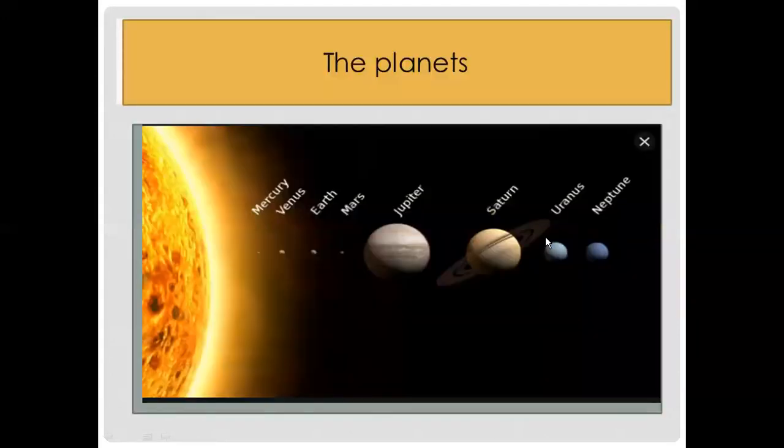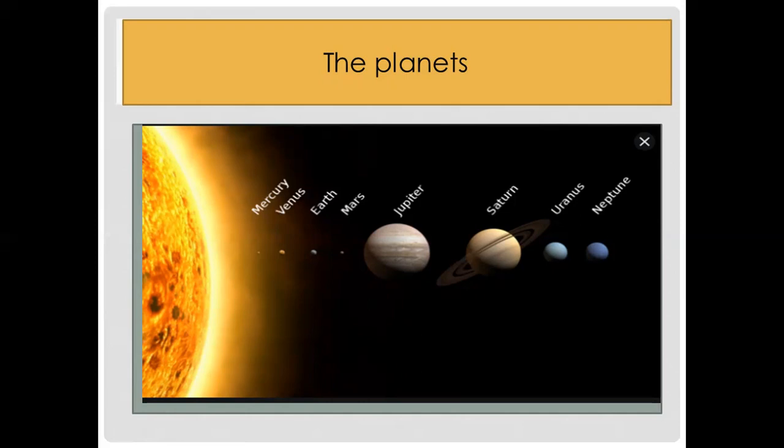Let's move on to another part, the planets. Listen to me: Mercury, Venus, Earth, Mars, Jupiter, Saturn, Uranus, Neptune. All these are a group of the solar system. So the solar system starts from the first part, the sun, and includes other planets from Mercury. Again, 8 planets: 1, 2, 3, 4, 5, 6, 7, 8. 8 planets, and also the sun, inside the solar system.